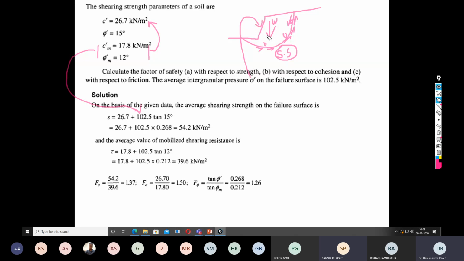So in that case, the C value is dependent on the normal stress. In your CU triaxial test, you are applying only sigma 1 and sigma 3, and thereby you are determining the normal stress and shear stress. It is nothing but surcharge load only.